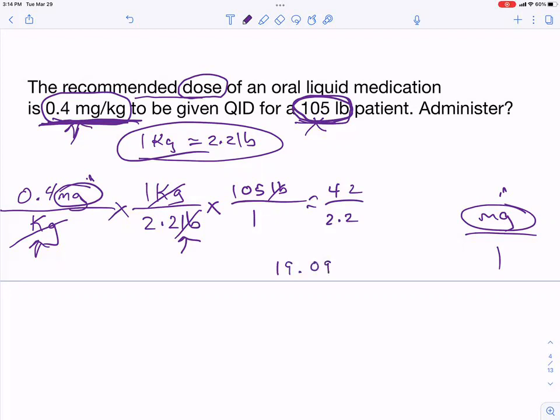And when I do that math, it gives me 19.09. And anything over 10, I round to the whole number. So 19, 0 is less than 5. So I'm going to keep it at 19. So I'm going to administer 19 milligrams. And that is what I'm putting on my answer line.